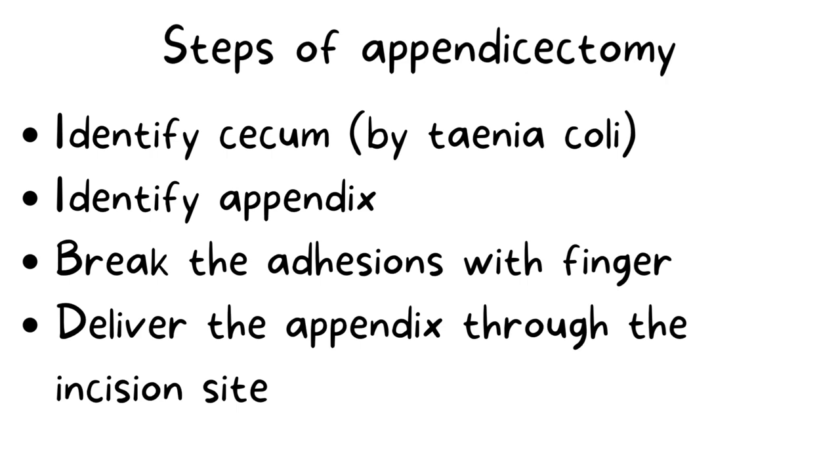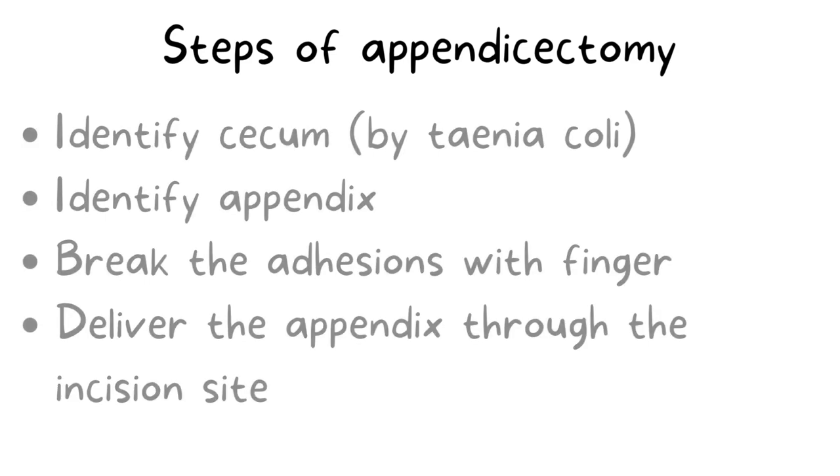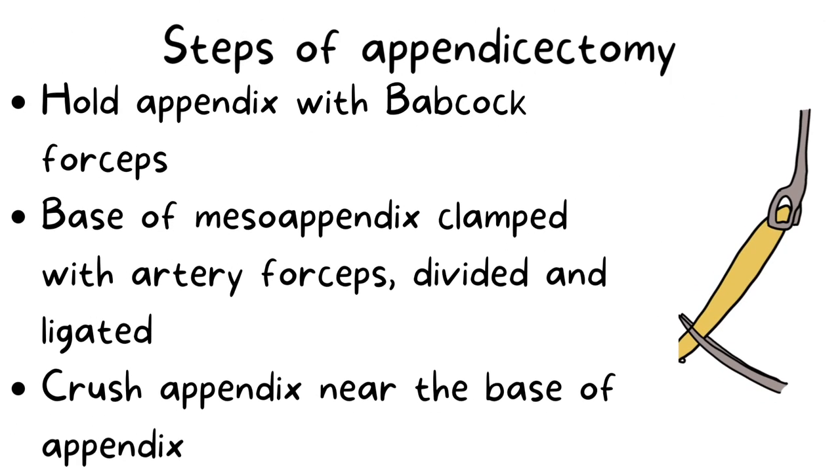First, after incision, identify the cecum using the 3 tinea coli. Then trace over their confluence, you will get to the base of appendix. If there are adhesions, break them with your finger and deliver the appendix and bring it outside the incision site. Hold the appendix with Babcock forceps gently without damaging it. The base of mesoappendix is now clamped with an artery forceps, and the mesoappendix is now divided and then ligated. Now, mesoappendix is nothing but the mesentery for the appendix, which holds the appendix like a sheet around it.